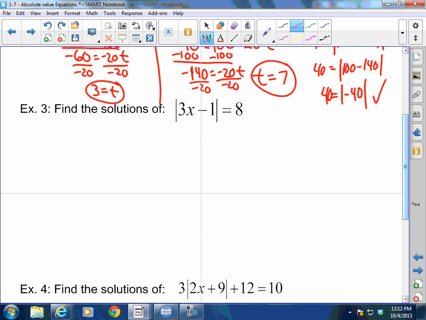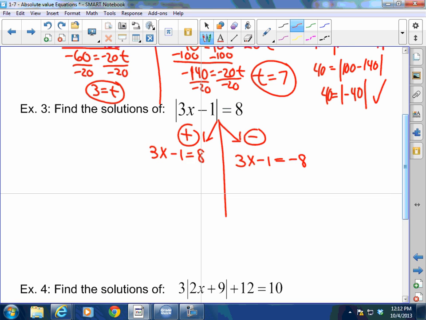Okay, number 3. Is the absolute value alone here? Yes. Nothing's being added to it, subtracted from it, multiplied to it, or divided. So, split it up into my positive side, my negative side. My positive side, 3x minus 1 equals 8. My negative side, 3x minus 1 equals negative 8. Remember, you multiply the non-absolute value side by a negative 1.